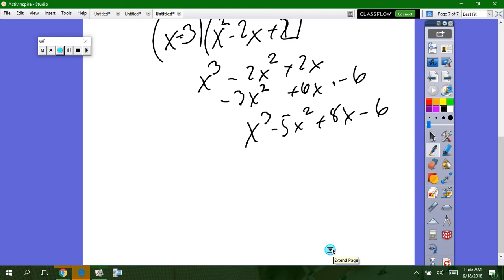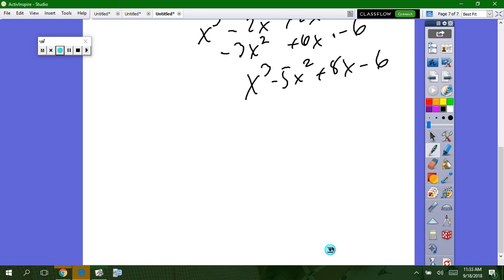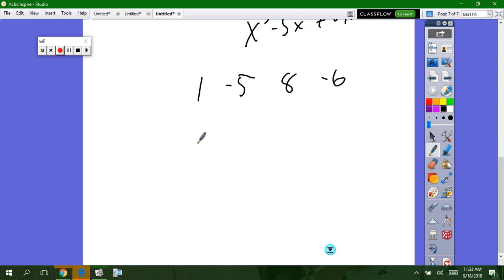Plug in your zeros to be a synthetic. Can I plug in an imaginary? Have I ever showed you guys that? You guys want to see? All right, here we go. I'm going to show you that you can plug in imaginaries. 1, negative 5, 8, negative 6. Okay? One of our zeros was 1 minus i. Am I correct in that?